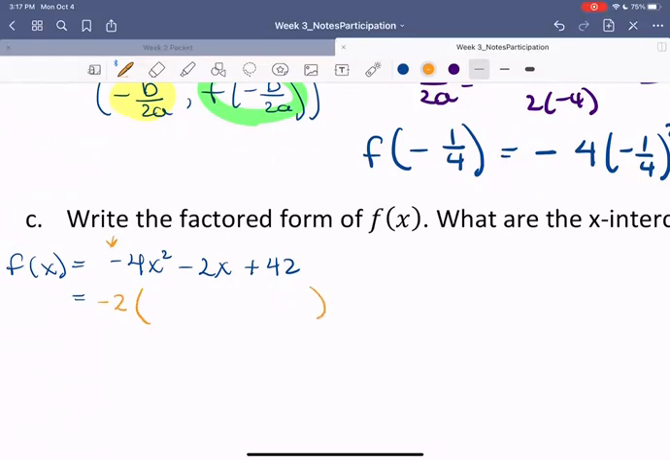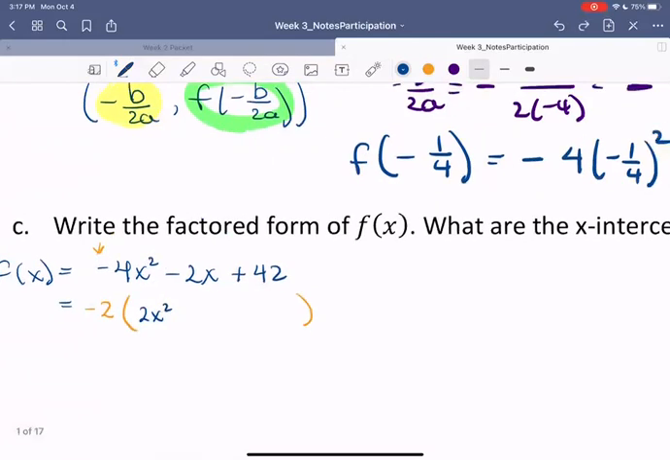Well, -2 all times, my first term will become 2x squared. Let's just recall, because 2x squared times -2 is -4x squared, which is the term that I started with. Next up, I'm going to add x, because x times -2 is -2x. Then I have plus 21. That's because 21 times -2 is -42. So better yet, I actually need to have a -21 there. Good catch if you saw that ahead of me.